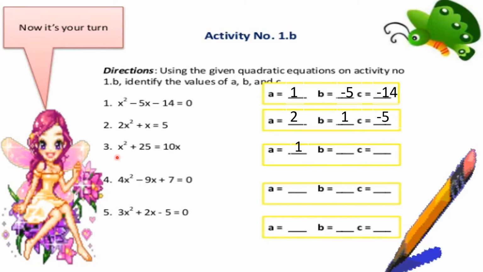So, A is equal to 1. Then, ang B natin ay itong BX, itong 10X. So, ililipat sa kabila, magiging negative 10. Okay. And then, ang C natin, since hindi siya ililipat, still positive 25. Then, for number 4, we have 4, yes, and then our B is equal to negative 9, and our C is equal to 7. So, as you can see, the given equation is in the standard form.